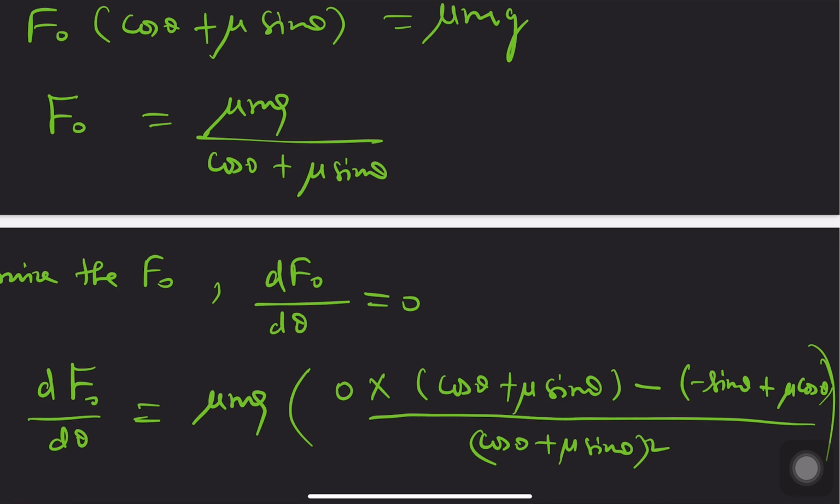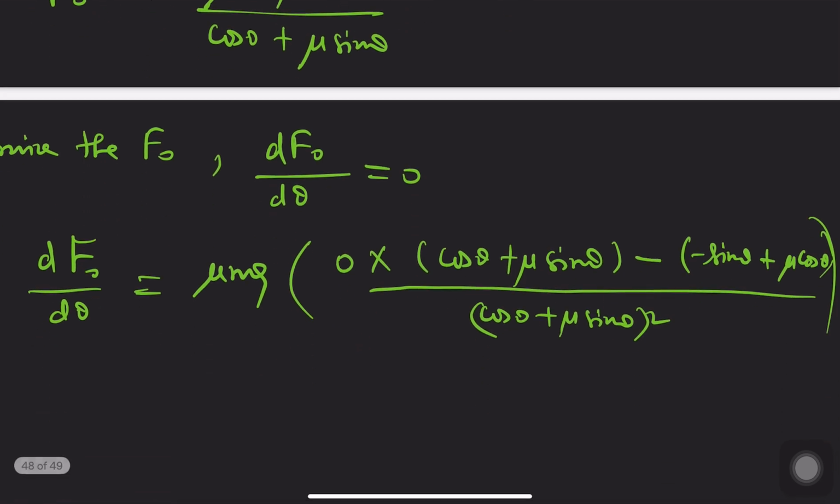So of course this should be 0. To make it 0, what should be 0? Your numerator should be 0. So this whole thing will become 0, because 0 is multiplied with cos theta plus mu sin theta. What is left is minus sin theta plus mu cos theta equal to 0. That we have to do.